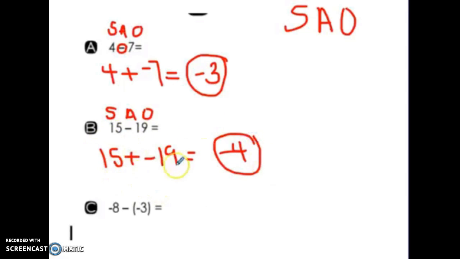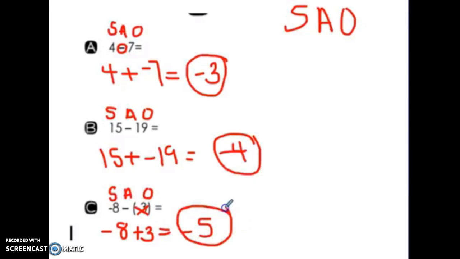Last one. Negative 8 minus a negative 3. I'm going to keep the negative 8 the same. Change my minus to plus, and the opposite of negative 3 is positive 3. Negative 8 plus 3. I'm moving right on the number line. It's still negative. It's negative 5.